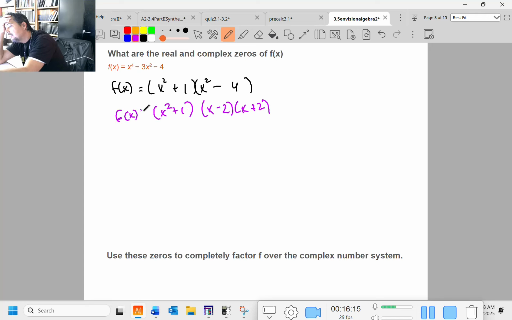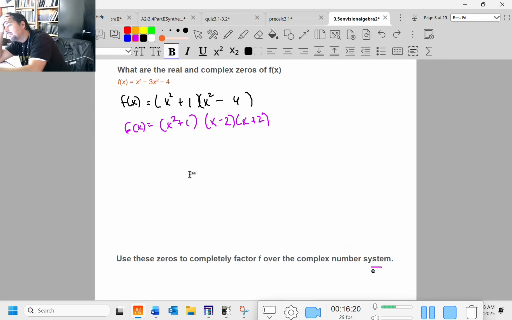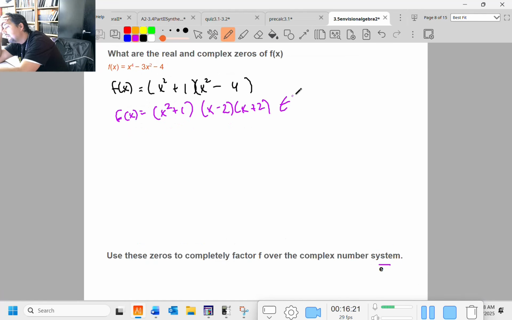Now, this right here is not factored over the complex number system. This is factored over the real number system.